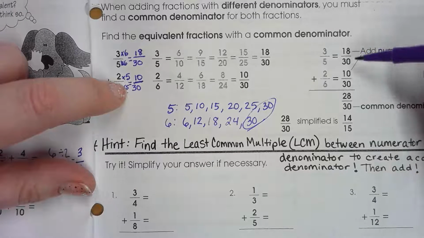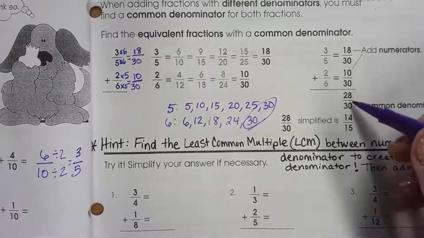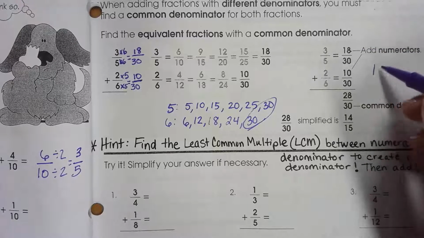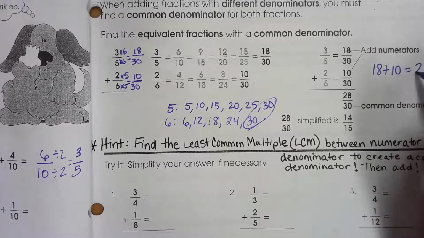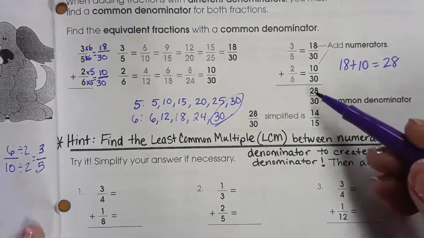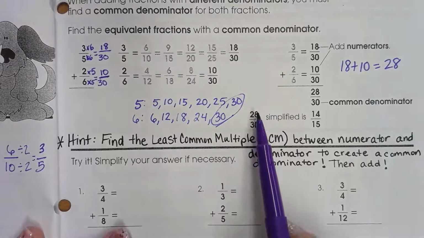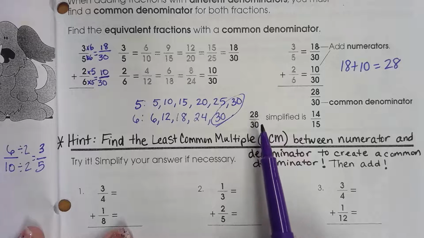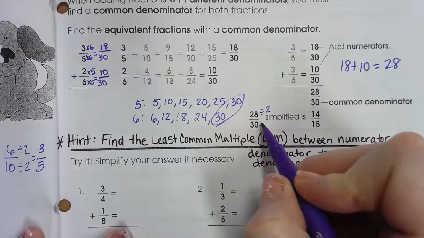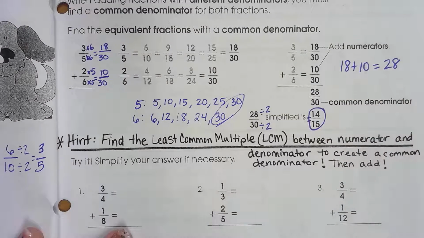And you can see over here they set that up for us again. 18/30 plus 10/30 equals 28/30 because we add 18 plus 10. 18 plus 10 is 28, and we keep our common denominator. Then we need to simplify. Remember, we talked about simplifying if we can. In this case, both numbers are even, so we can simplify by a common factor of 2. And that gives us 14/15.